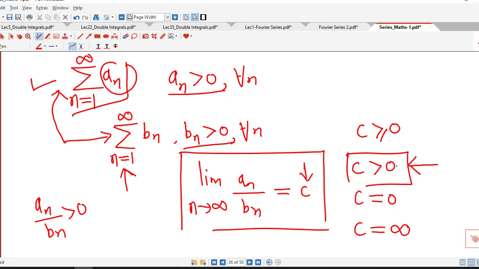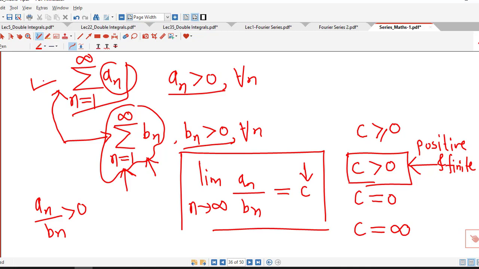I repeat again: if the limit of a_n upon b_n as n tends to infinity, which is c, is positive and finite, then the behavior of sigma a_n is the same as the behavior of sigma b_n, that is, sigma a_n and sigma b_n either converge or diverge simultaneously. So if our selected series is convergent, the original series is convergent, and if the selected series is divergent, the original series is divergent. The second possibility is c equal to 0. Then if the selected series sigma b_n is convergent, sigma a_n is convergent. And if c is infinite, then if sigma b_n is divergent, sigma a_n is divergent.